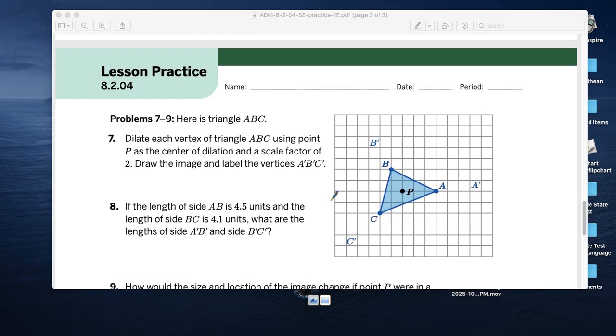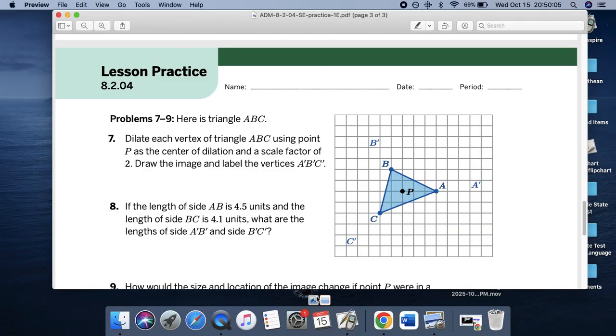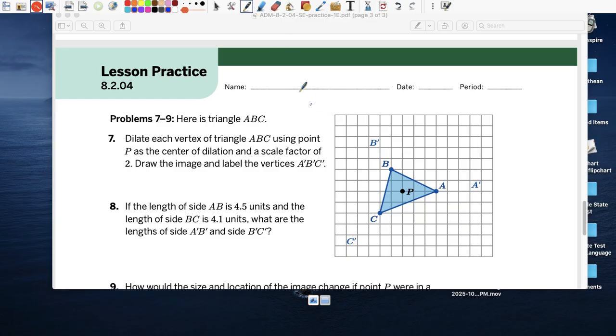Okay. Here's triangle ABC. Dilate each vertex of triangle ABC using point P as the center. So this is our center, so everything's going to be based on that. Draw the images and label them. So they labeled A prime, B prime. So we've got to find out where it is. So guys, everything depends on the center of dilation. So you've got to identify the center is here. So everything's going to be measured from here.